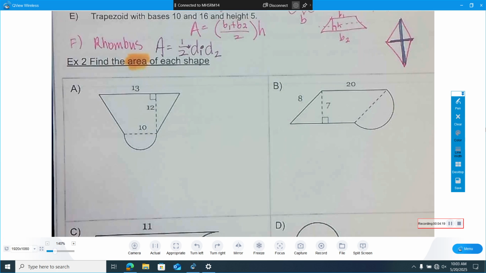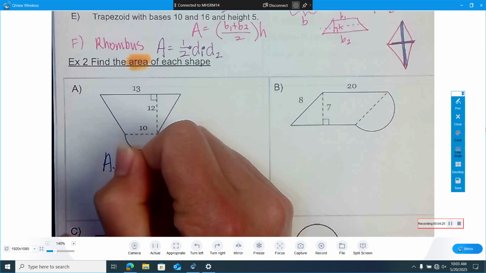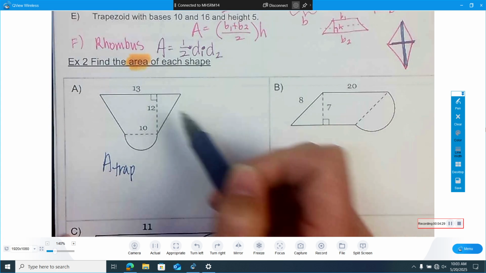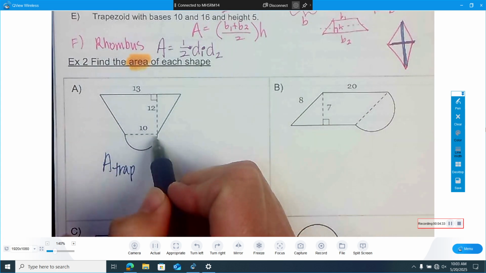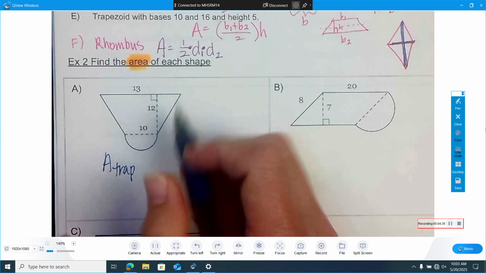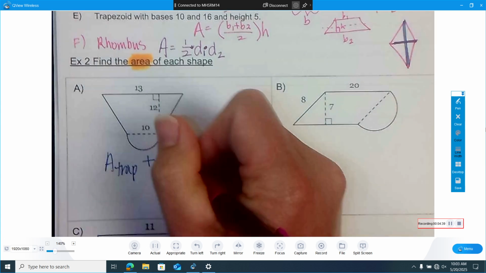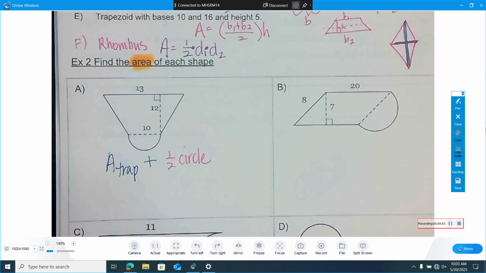How are we going to find the area of this shape? What do you see? A trapezoid? Okay, the area of the trapezoid. Do you see the trapezoid? Yeah. And what else do we have? A half circle. Yes. All right. So we want to find the area of the trapezoid and the half circle.